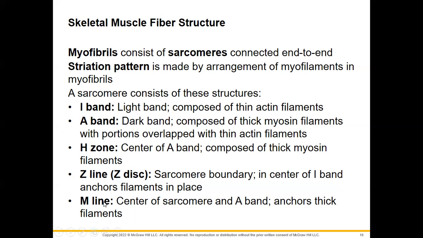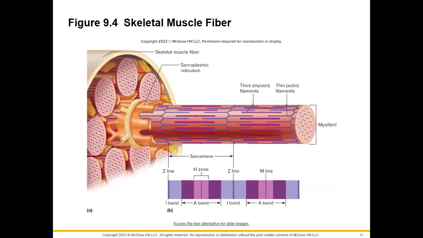Then you have your M line. The M line is the center of the sarcomere itself. It's also the center of the A band, and that's what anchors the thick filaments. So let's look at an image. So this is your sarcomere from Z line to Z line. The Z line is in the middle of your I band. So you have a band of thin filaments here, and it's only thin filaments, which is why it is lighter. All right, and at the middle of that light band is your Z line.